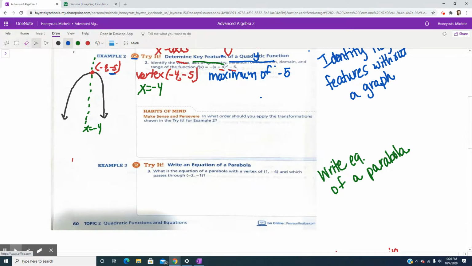I said earlier your domain is always going to be negative infinity to infinity. So I'll say domain, I'll abbreviate D. Domain, negative infinity until infinity. And then range, well, my parabola opens down, so my range will be negative infinity until this y value right there. So the range, parentheses, negative infinity until the y value of negative 5. Close that bracket.